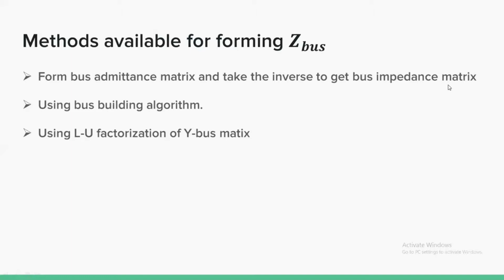For example, if n is the number of buses in the power system, the impedance matrix size is n by n. When the matrix size is large, it is difficult to take the inverse. So this method is not applicable for large networks. The next two methods are applicable for large networks: using the bus building algorithm, and using LU factorization of the Y bus matrix. In this video we are going to form the bus impedance matrix using the bus building algorithm.